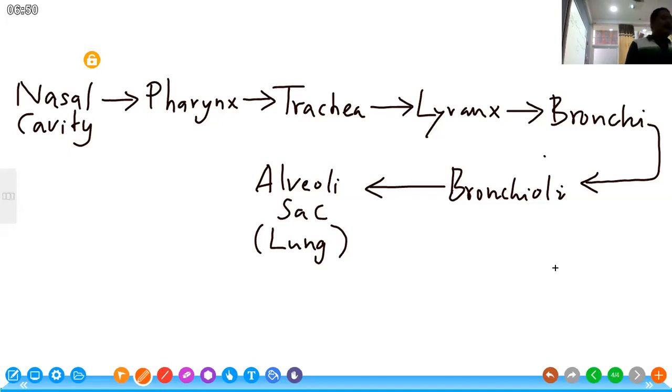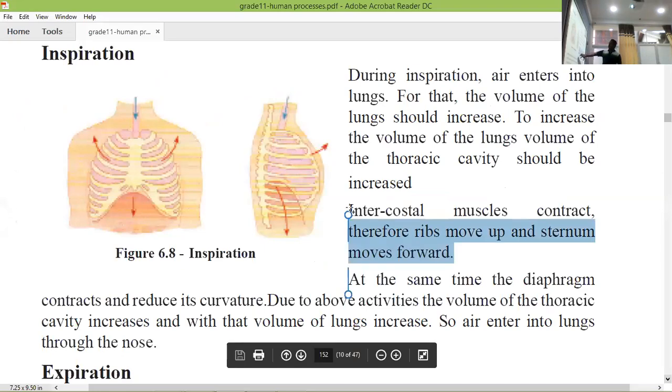Okay. Next question, let's go to the next one. Explain the process of expiration, the opposite process. What is breathing out? Expiration.